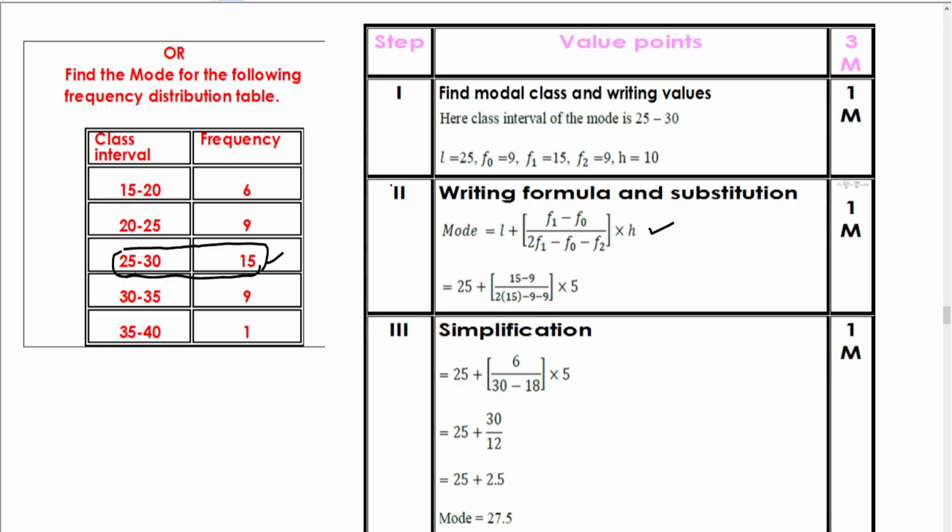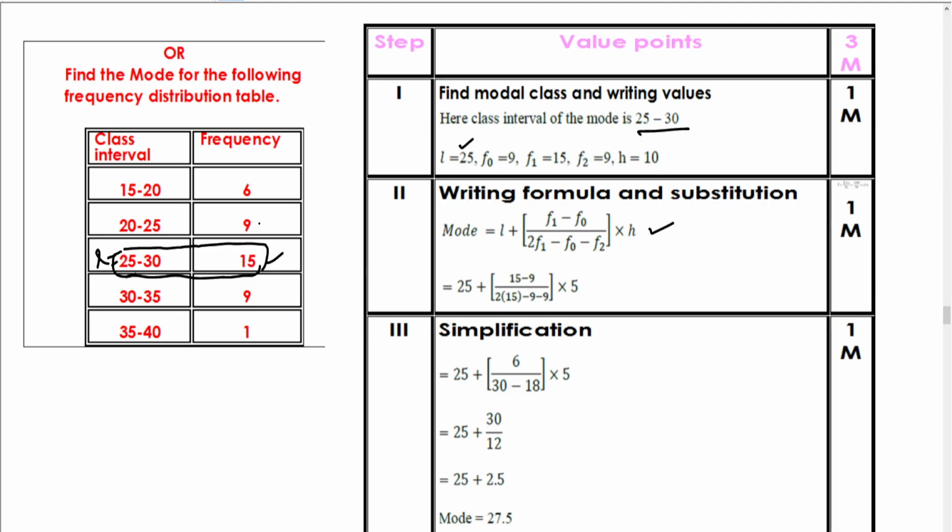What does L stand for? Lower limit of the class interval, lower limit of the modal class. The modal class is 25 to 30. This is the modal class. Lower limit means 25. Right? You have to note it down. Writing down the details is very important. If you make any mistake here, your problem will be lost.